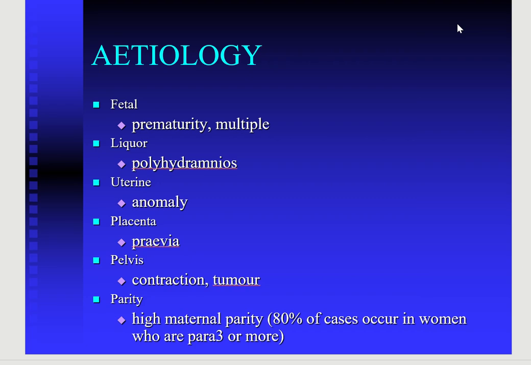The causes of the brow presentation, there are multiple causes. It may be due to the prematurity, it may be seen in case of multiple pregnancies, or it may be due to the polyhydramnios, congenital uterine anomalies, and sometimes if the placenta is low lying, in those cases it may be seen. And if there are any pelvic abnormalities, these may cause the brow presentations.